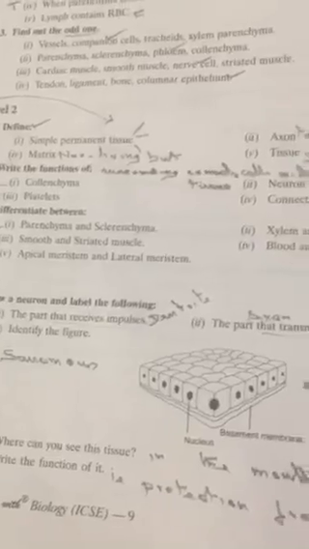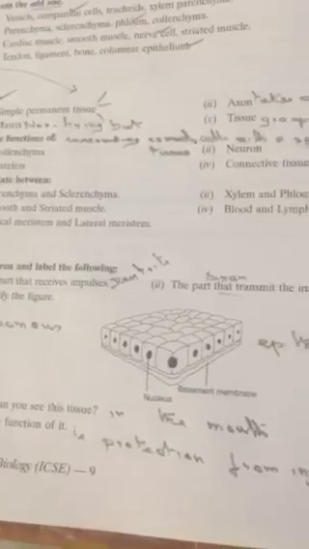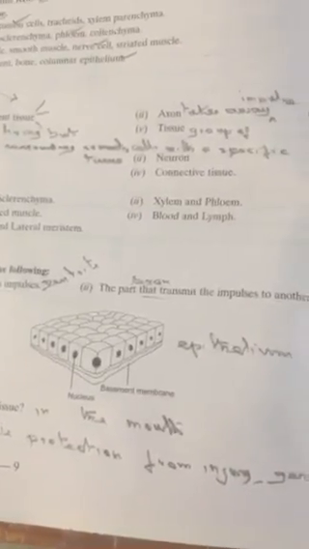Identify the tissue. This is squamous epithelial tissue found in the mouth, and its function is protection from injury or germs, etc.